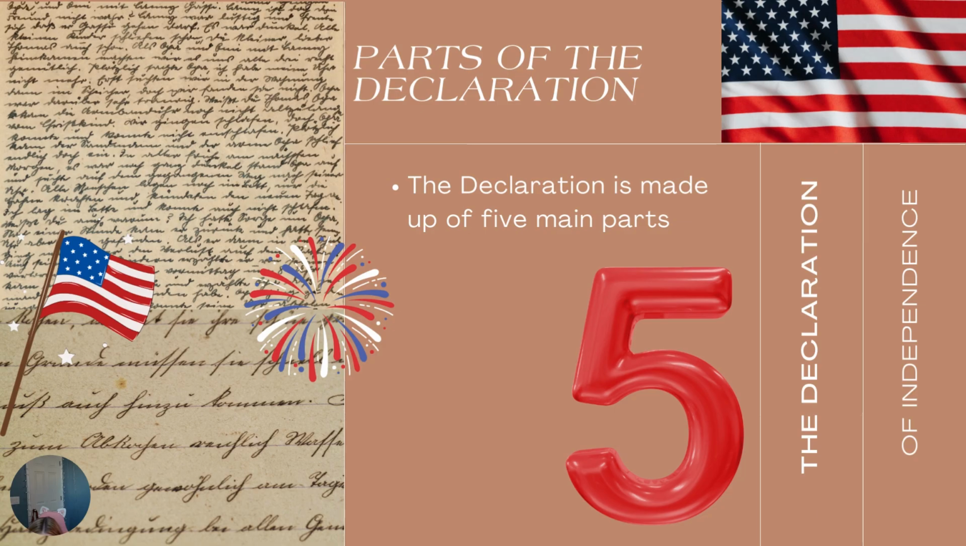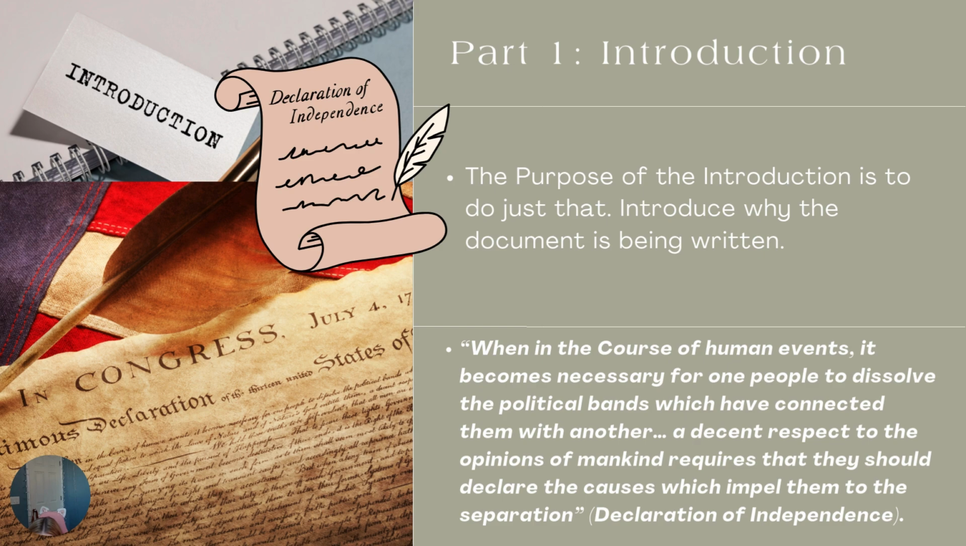There are 5 parts to the Declaration of Independence. Remember, these guys like to write. They have something to say. So it is quite long. There are 5 main parts. Part 1 is the introduction. Basically, this is where they introduce why they are writing this document. They are just saying why they're issuing a Declaration of Independence.